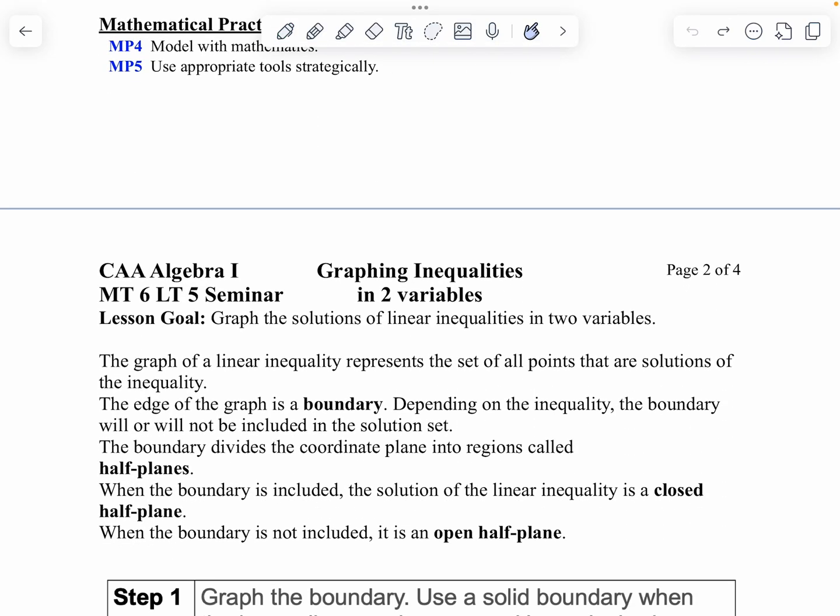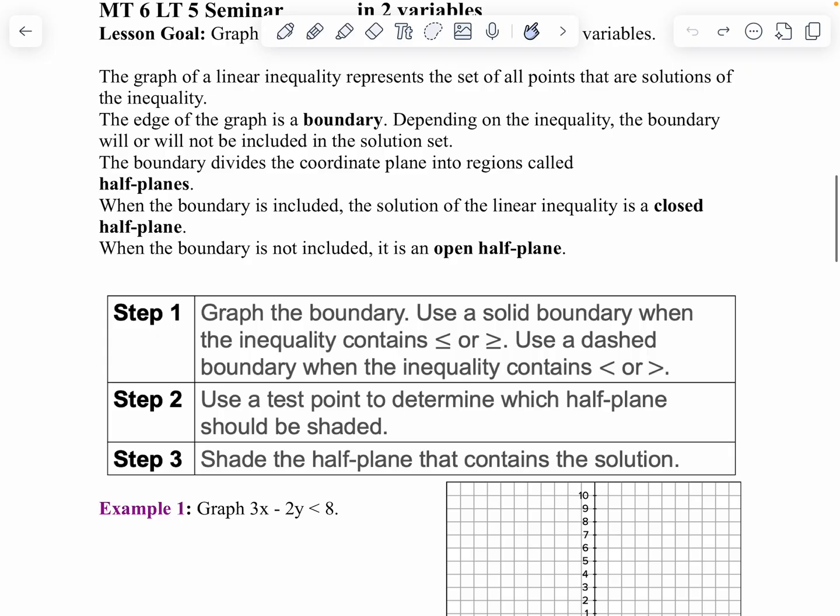So we're going to graph the solutions to linear inequalities in two variables. So we're going to be looking at the coordinate plane. When you graph them, there's 3 steps we're going to do. We're going to graph our boundary line, which is just graphing your line. The difference is with inequality, just like we do open circle, closed circle, if there's a line underneath the inequality, it'll be solid. If there isn't a line, it'll be dashed.